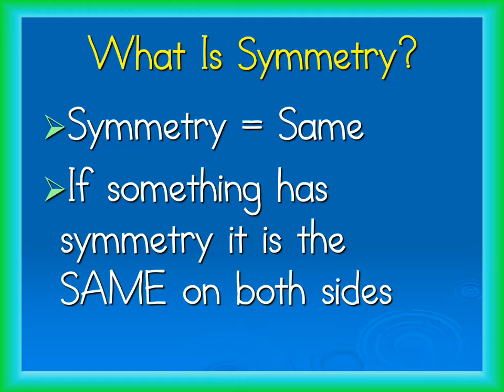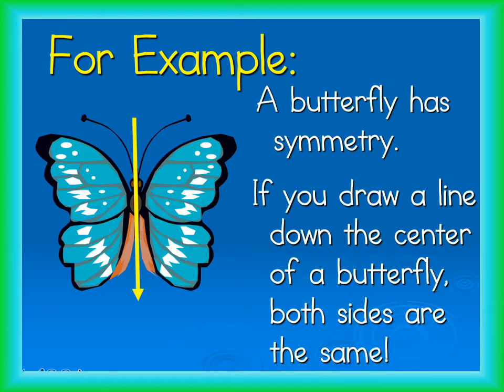Hello, everyone. Symmetry. What is symmetry? Symmetry basically means the same. If something has symmetry, it is the same on both sides. For example, a butterfly has symmetry. If you draw a line down the center of a butterfly, both sides are the same.